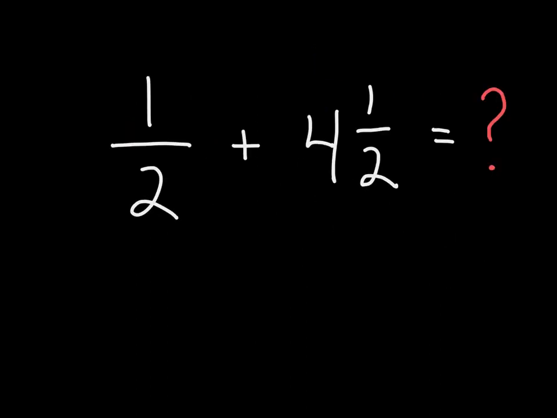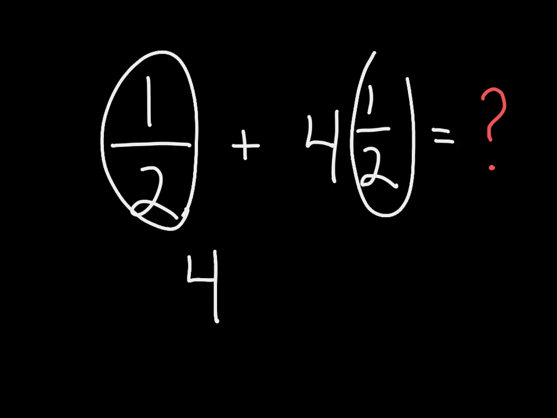Next one, we have a half plus 4 1/2. So let's bring down our 4, our whole, and we have a half plus a half. And we know a half and a half makes a whole. So it's equal to 5 wholes. 1/2 plus 4 1/2 is equal to 5 wholes.